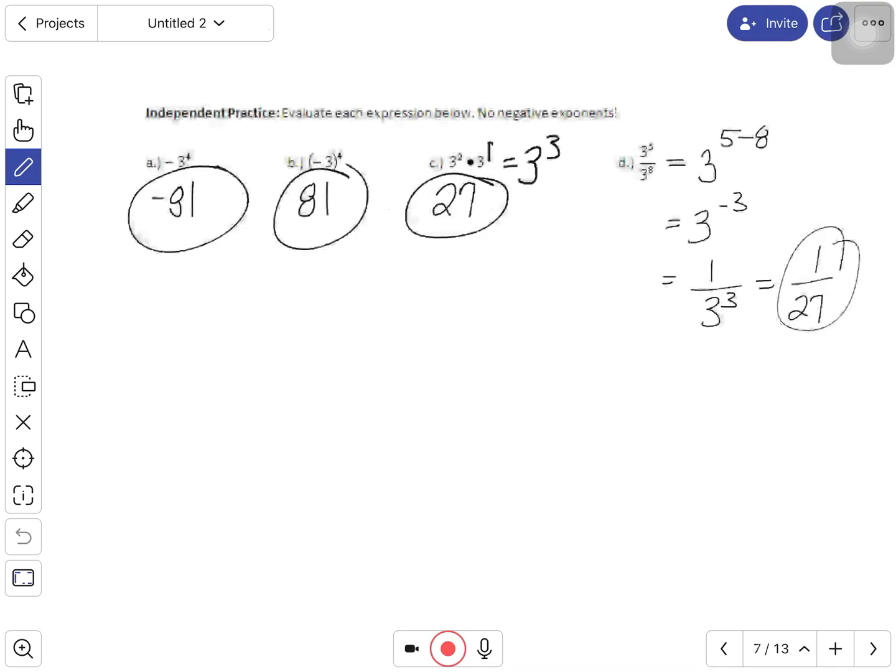We have 3 to the 5th over 3 to the 8th. You can use your quotient property to subtract those exponents. So you end up with 3 to the -3rd. And then you got to use your upstairs, downstairs rule. So that's 1 over 3 to the 3rd, which is 1 over 27.